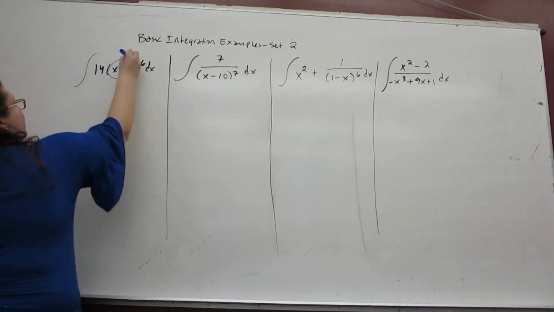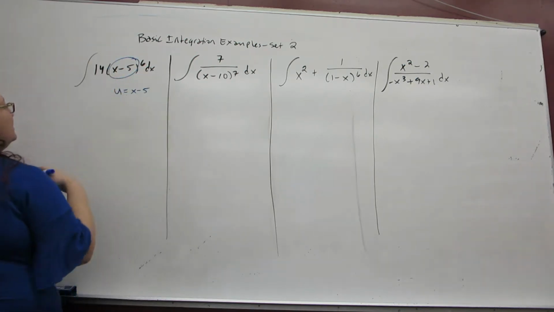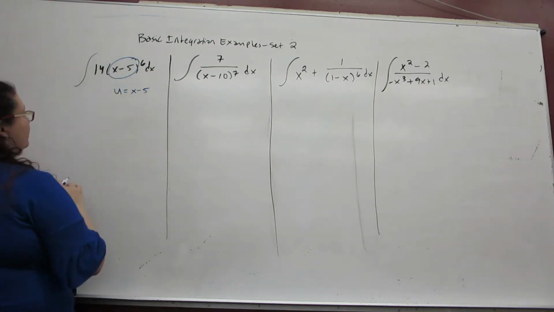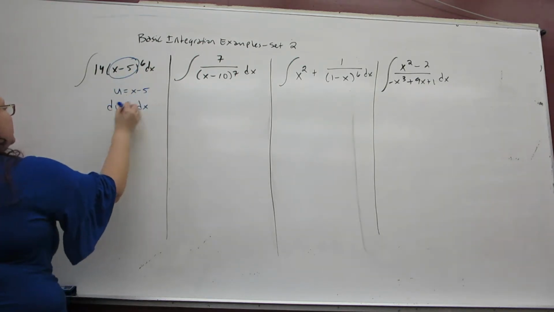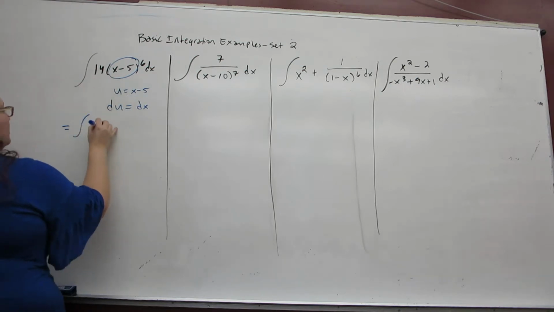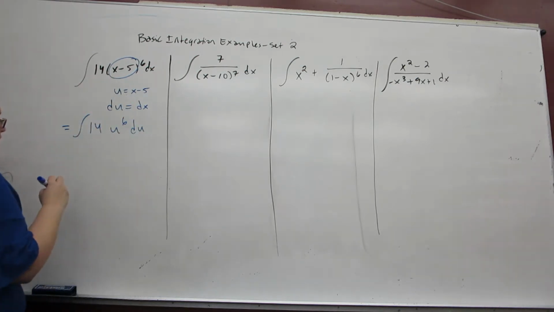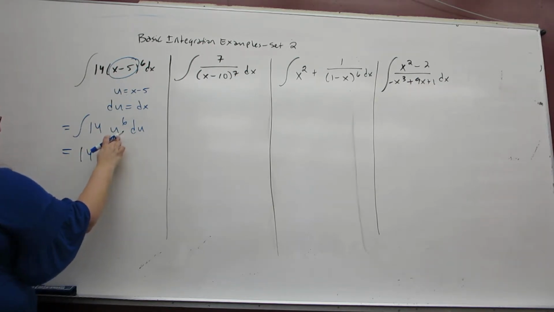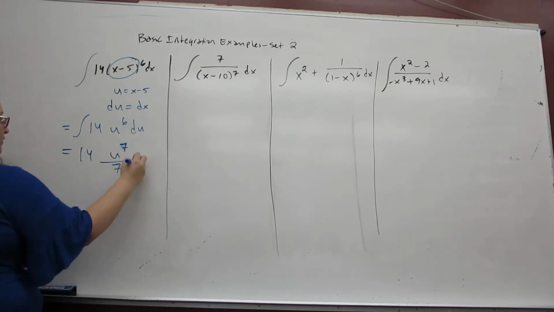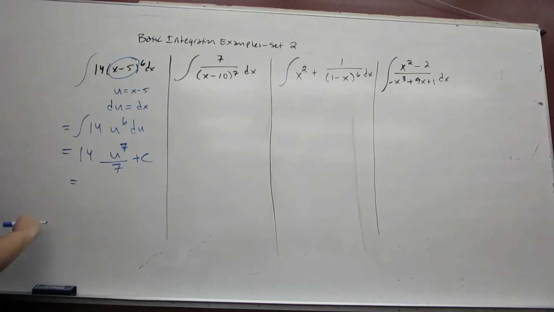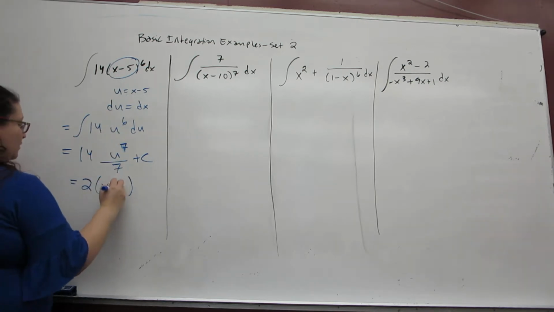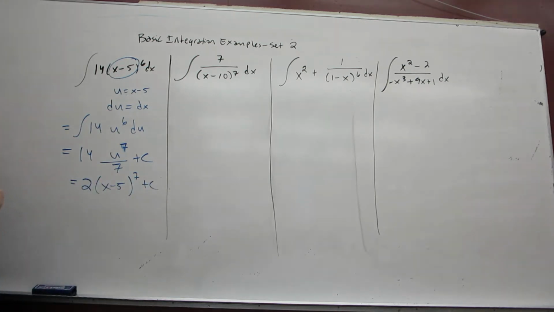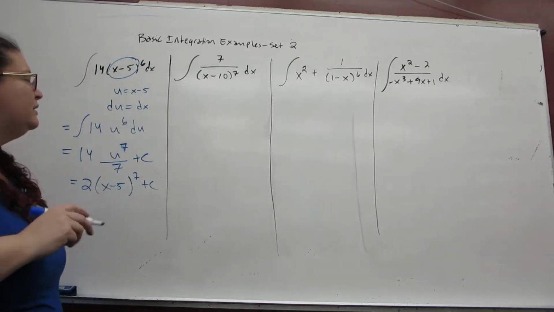In the first one, u is going to be x minus 5 because that is the inside of my exponent. So du is then just dx, and my integral becomes 14 u to the 6th du. Now the 14 comes along for the ride, and using power rule, the antiderivative of u to the 6th is u to the 7th divided by 7 plus c. In addition to simplifying this to a 2, I also, of course, want to substitute back in what u equals for my final answer.